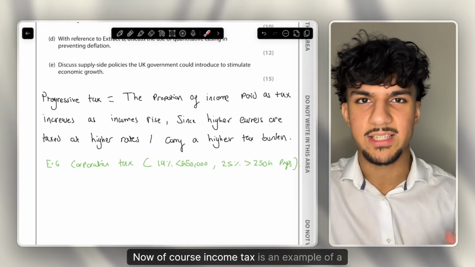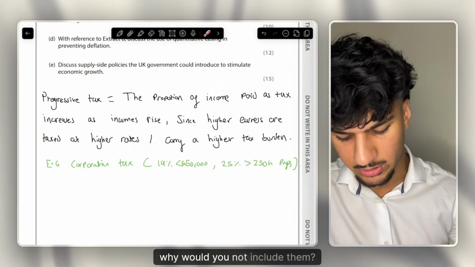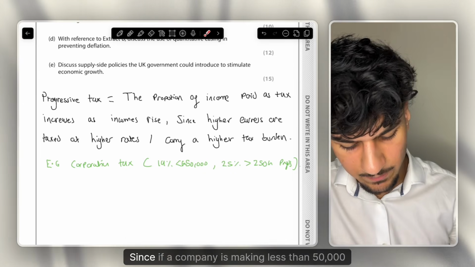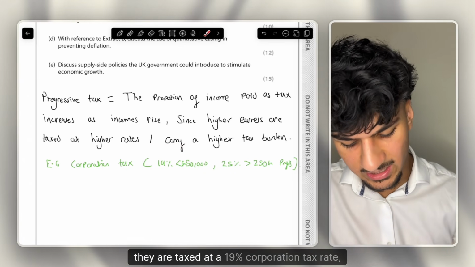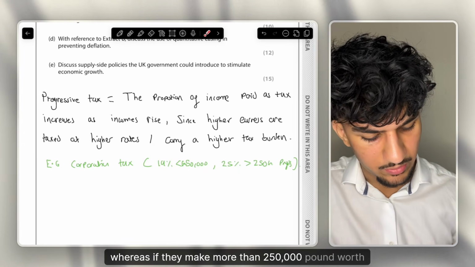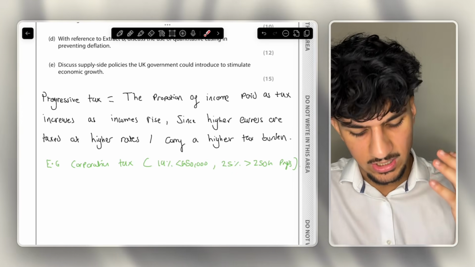Now, of course, income tax is an example of a progressive tax, but if you know the examples, why would you not include them? Corporation tax is also a great example of progressive tax. Why? Since if a company is making less than £50,000 profit, they are taxed at a 19% corporation tax rate, whereas if they make more than £250,000 worth of profits a year, they are taxed at a 25% tax rate.